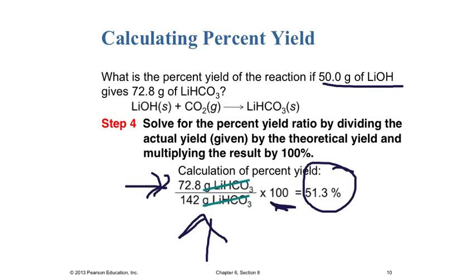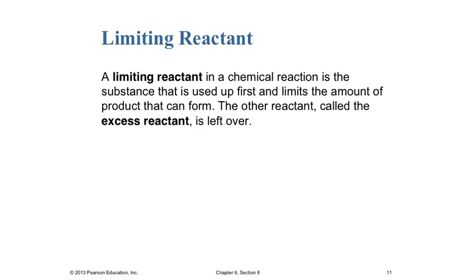Now, we're always trying to get close to 100, but we know that that normally doesn't happen in the lab. So 51.3 means that you lost almost half of your product. Now, we could have lost half of the product, or we could have just had a limiting reactant. A limiting reactant in a chemical reaction is the substance that is used up first and limits the amount of product that we can form. All of the other reactant is called the excess, or what is left over.